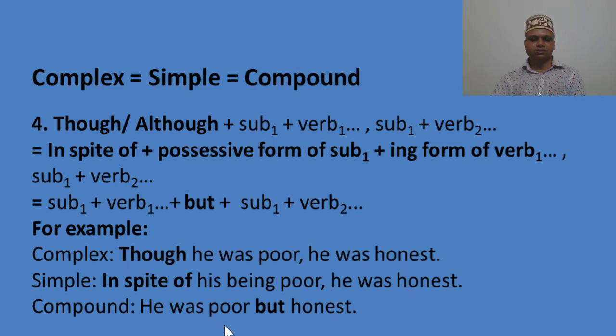Here the subject and verb of both clauses are the same, that's why but, a coordinating conjunction, does not follow subject and verb. That is, when the subject and verb are the same, then we do not repeat the subject and verb in the second clause, that is in the principal clause.